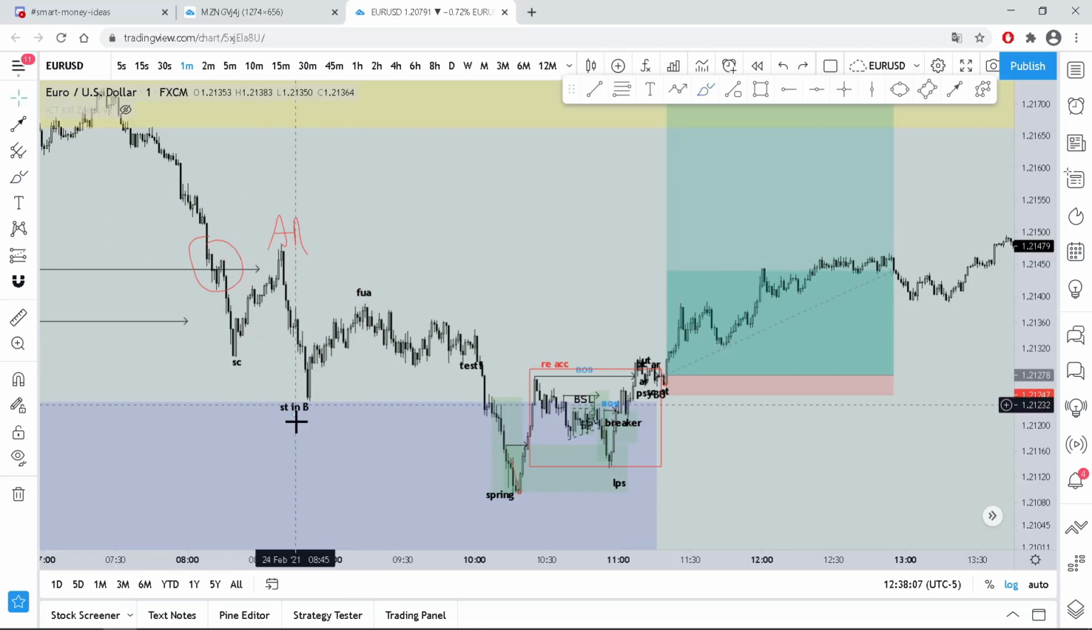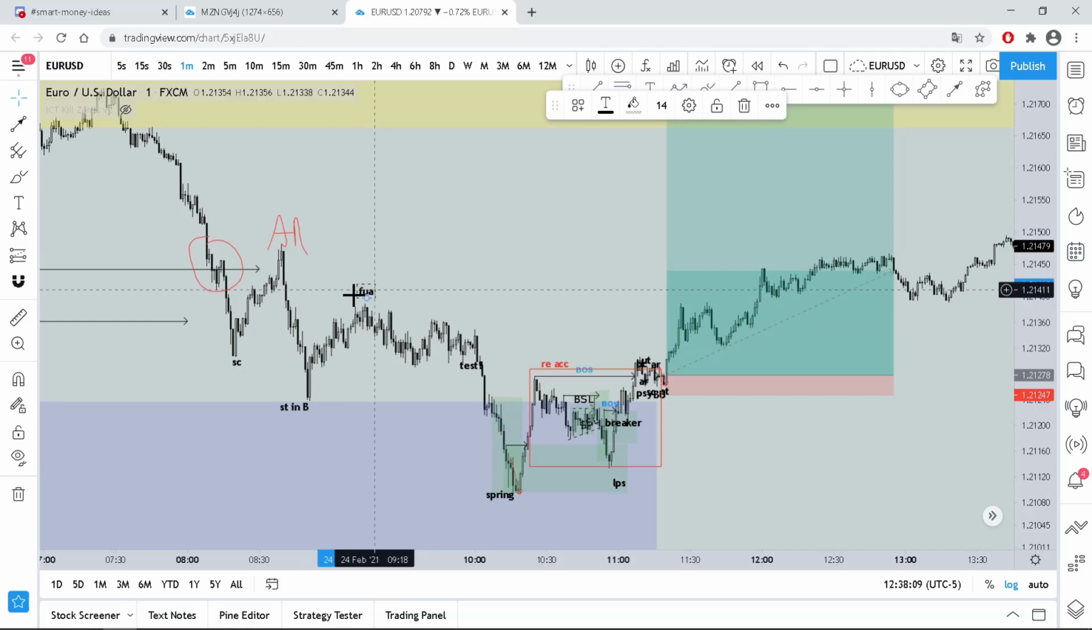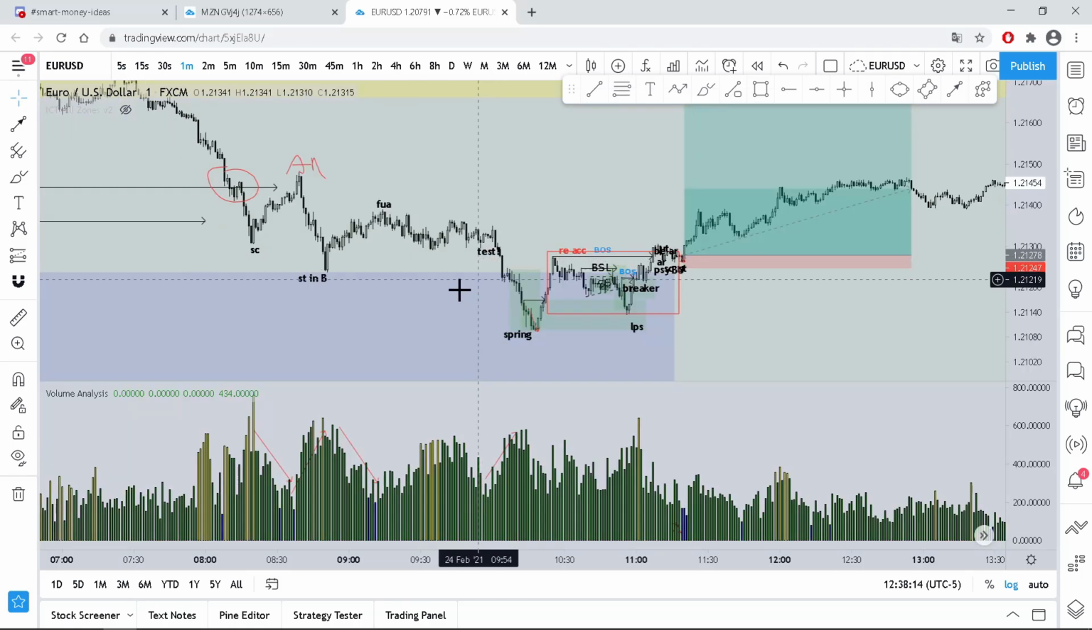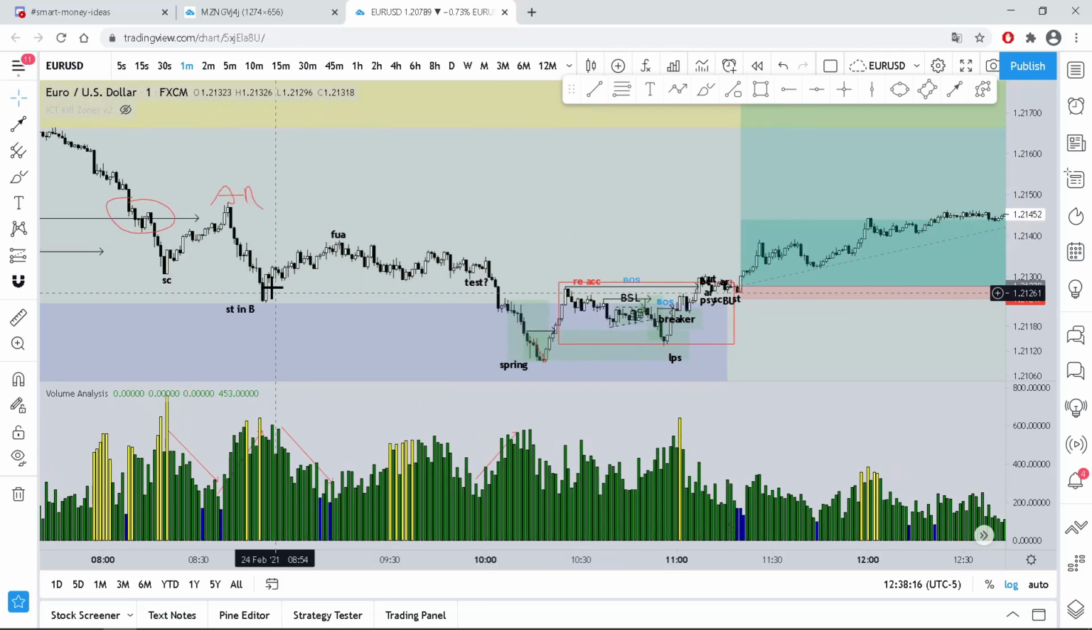So after the secondary test on phase B, we had the failed upthrust action, basically a failed sign of strength. And we can see that on the volume as well. You can see price is trying to push higher, but volume is decreasing. So if we apply the law of effort and result, this rally has no effort on it. So there is no interest by smart money to push price higher from here.